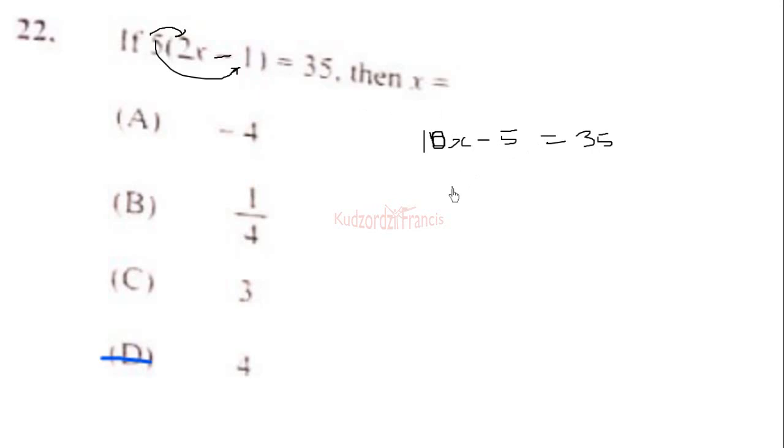Then let's group similar terms. We have 10x is equal to 35 plus 5. Now when we simplify, 10x is equal to 40. Now divide both sides by 10 to get x is equal to 4. So this answer is correct.